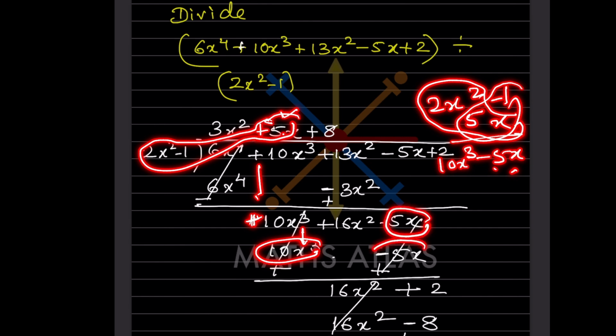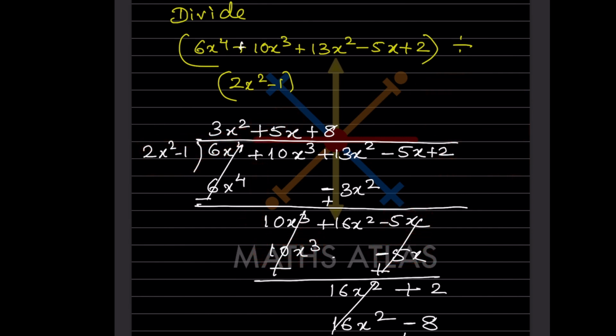X is here, so you will write here minus 5x. So now what will you do? This is plus, so this is going to be minus. You have to change this one. The sign minus is here, so this is going to be plus. So this and this again, minus 5x plus 5x gets cancelled. So now this you bring it down, and now this plus 2.